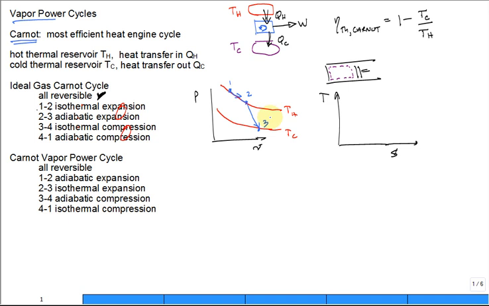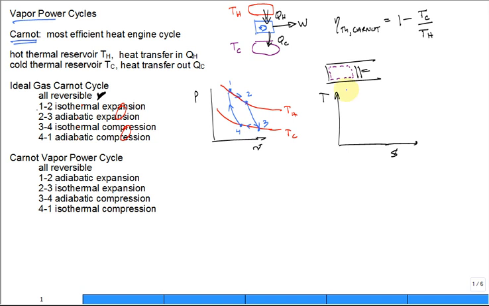Now, you turn it around and start the compression. You go 3 to 4. It's isothermal compression, followed by adiabatic compression, which makes it very hot and jumps up to a high temperature. So that's what the Carnot ideal gas cycle looks like on a PV diagram.